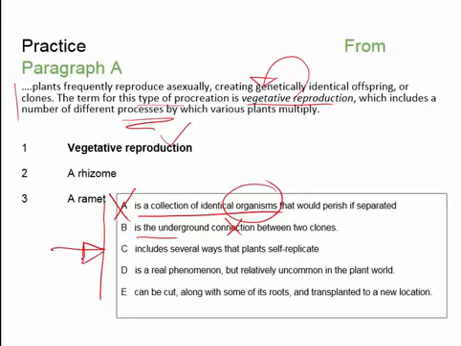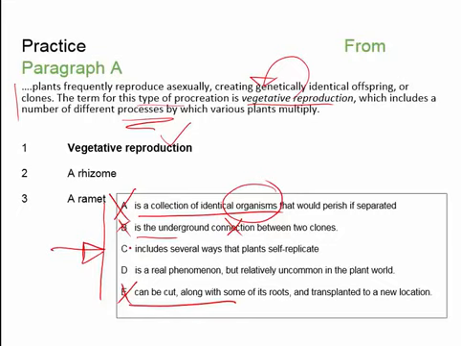D, vegetative reproduction is a real phenomenon, but relatively uncommon in the plant world. Okay, now this is tempting too, a phenomenon. That could be a process, like we saw up here at the top. All right, so we'll have to decide between C and D. And how about E? Vegetative reproduction can be cut along with some of its roots. Ooh, no, this makes no logical sense already. This sounds like something that's related to a plant. So I think we need to choose between C and D. All right, which one makes most sense?